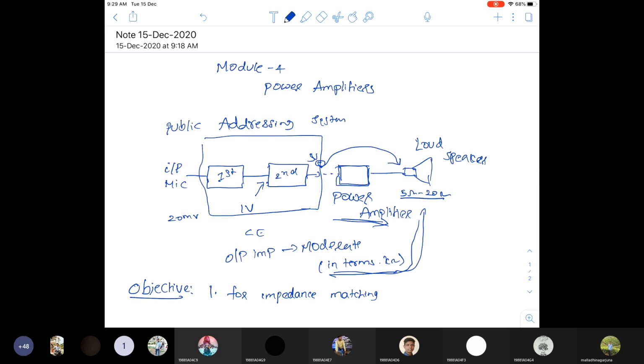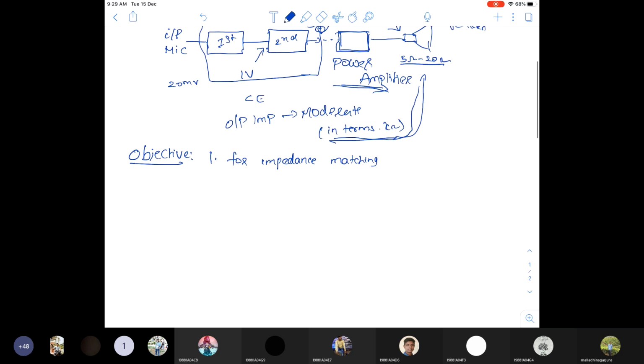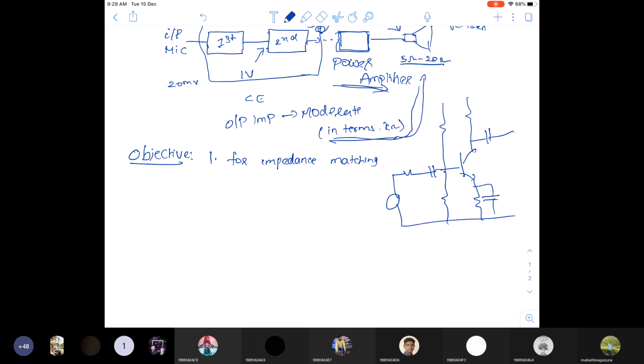The second point: if you take the last stage of the multi-stage amplifier, that is also a CE amplifier. This is the CE amplifier structure, and this is the bypass capacitor. This is the input. So RC, R1, R2, RE, CE, CC1, CC2, and this is RS and the input. This is the CE amplifier.